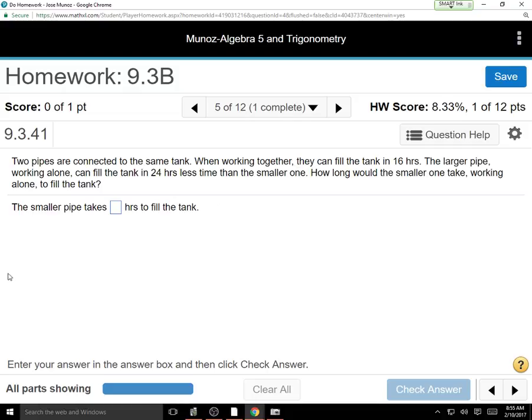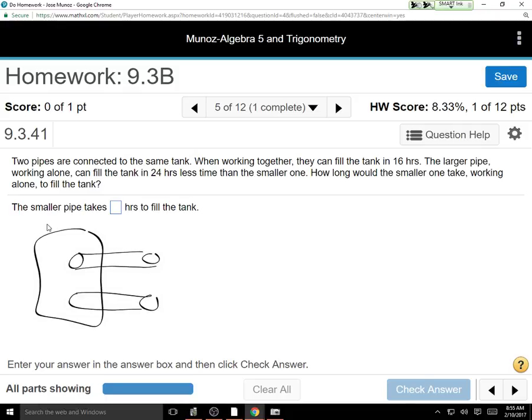Two pipes are connected to the same tank. When they work together, they can fill the tank in 16 hours. So the rate and time of pump 1 plus the rate and time of pump 2. Oh no, that's time. Let me switch that. Distance, rate, time, distance over rate. There's no distance, so let's switch that to J.